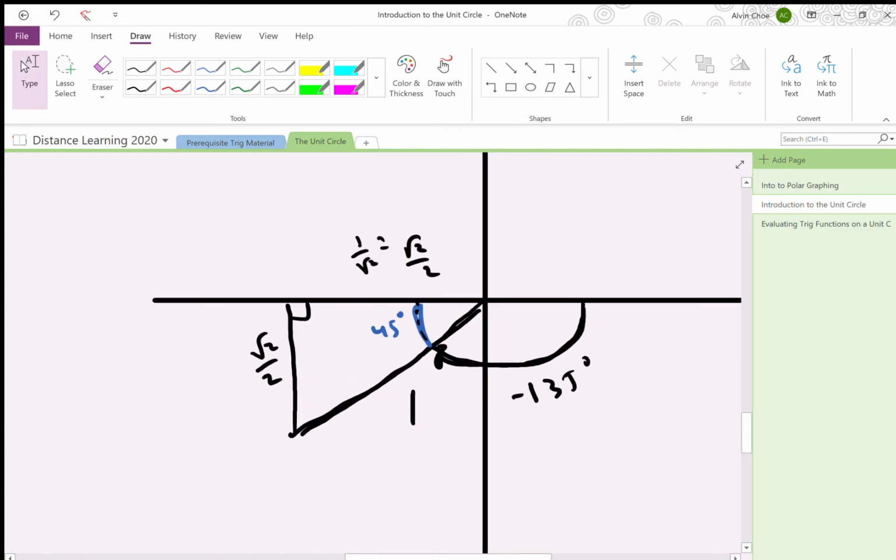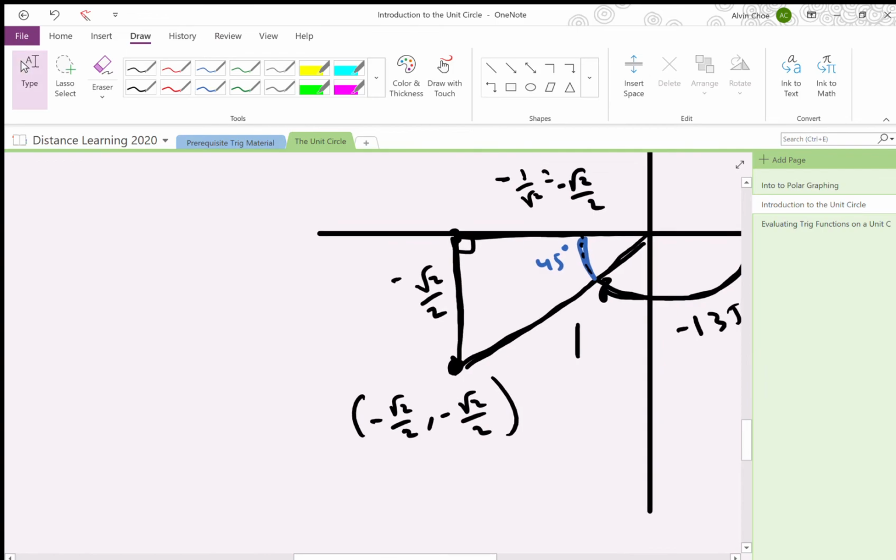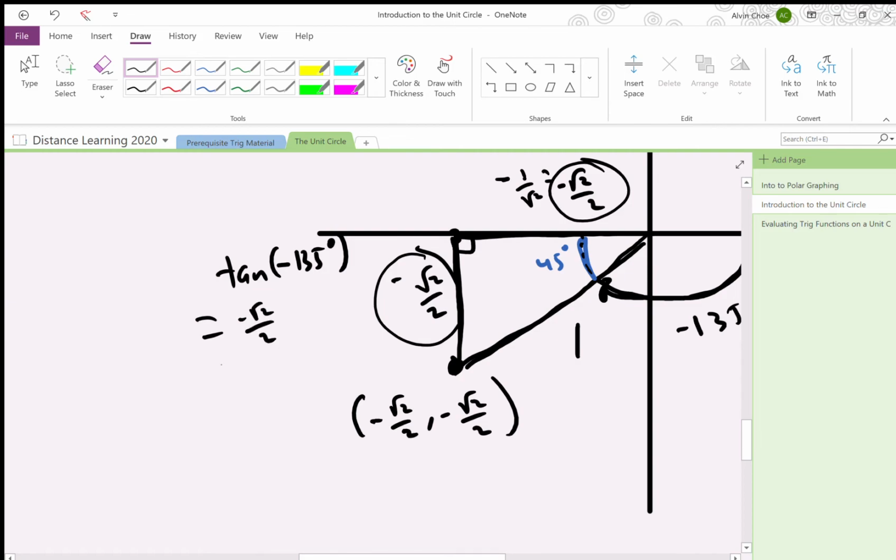And we already know that because this is going left, this is negative. And because it's going down, this is negative. So our coordinates here are going to be negative root 2 over 2, comma negative root 2 over 2. Which makes this very easy if I ask you to find tangent of negative 135 degrees. Because that's going to be your opposite over your adjacent, which is negative root 2 over 2, divided by negative root 2 over 2, which gives you 1.